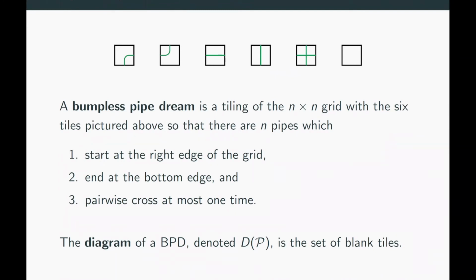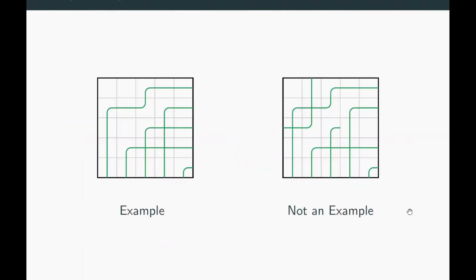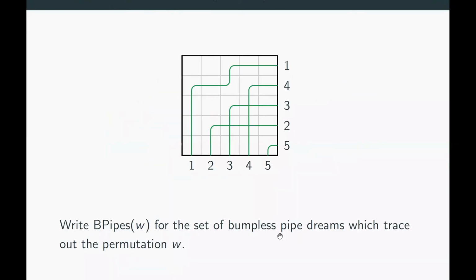So a Bumpless pipe dream is this combinatorial object that's built out of sort of 6 tiles like this, forming kind of a planar network. So it has to satisfy some rules. I'll just show you, here's an example, and this is a non-example. You can't have pipes just kind of giving up in the middle or crossing multiple times or starting or ending at the left and the top. So you can associate a permutation to a Bumpless pipe dream by just kind of tracing where the pipes end up. And you can look at all of the Bumpless pipe dreams which correspond to a certain permutation.